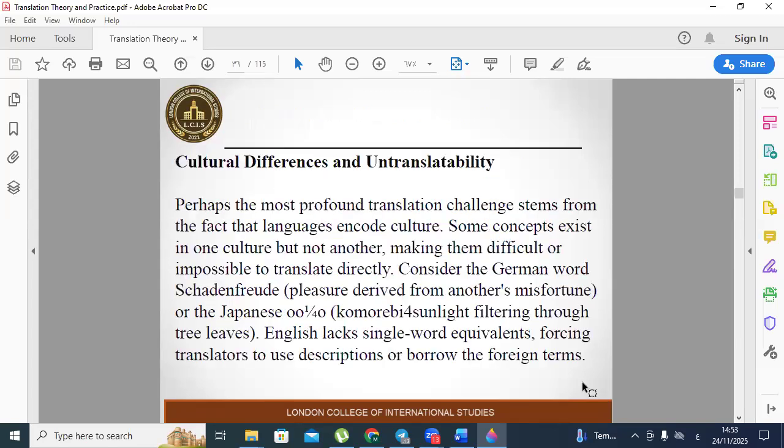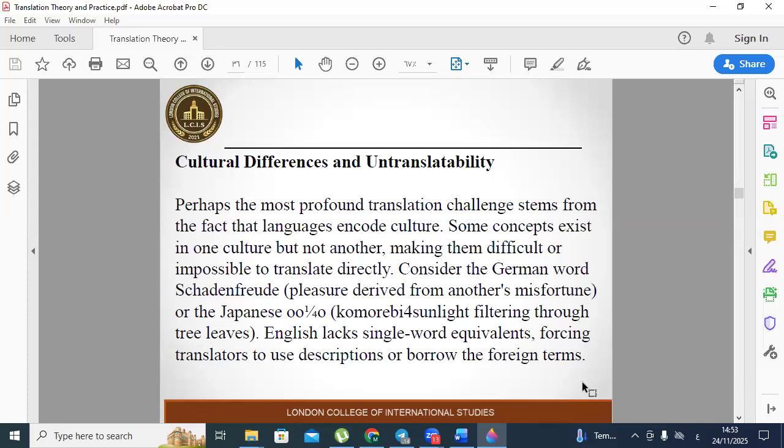Cultural differences and untranslatability. Perhaps the most profound translation challenge stems from the fact that languages encode culture. Some concepts exist in one culture but not another, making them difficult or impossible to translate directly.